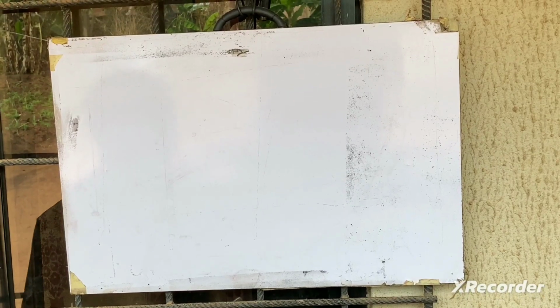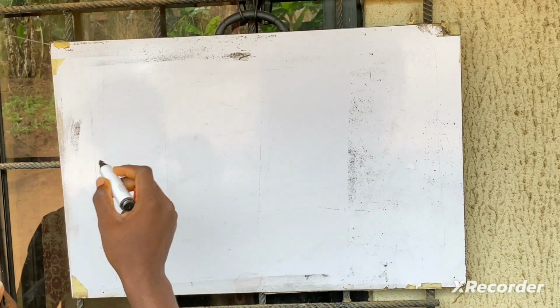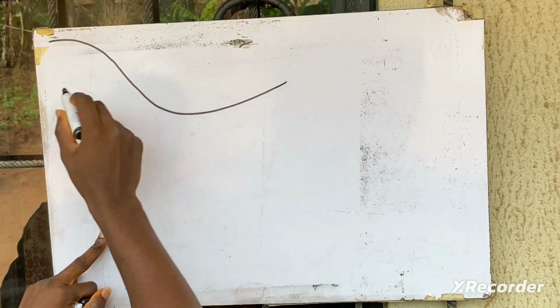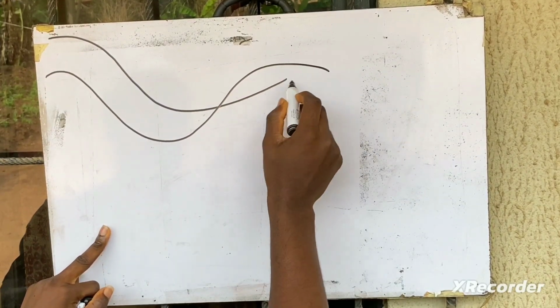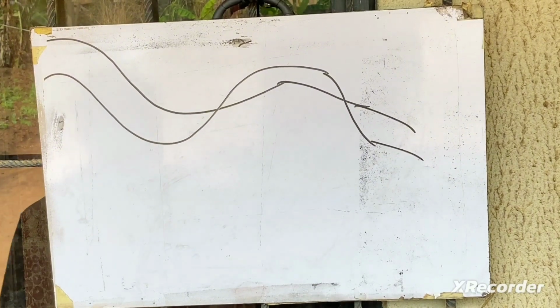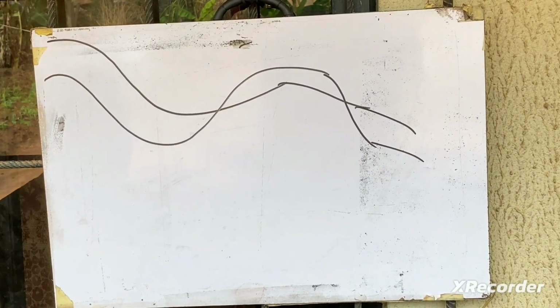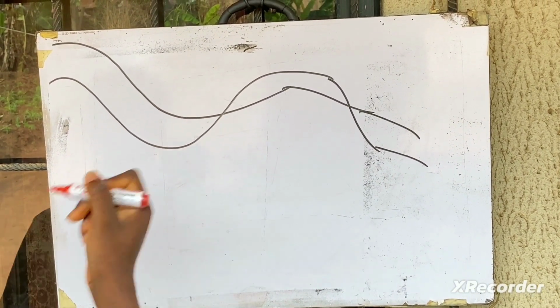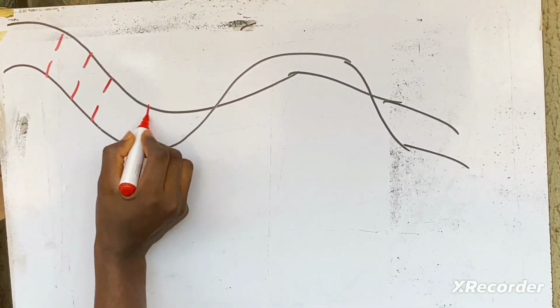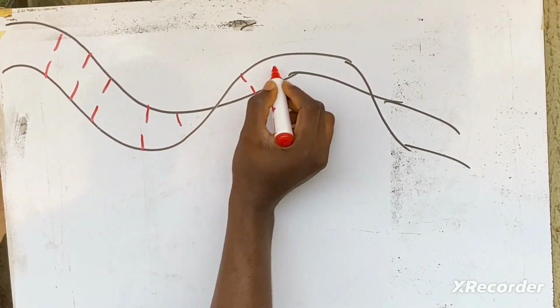So we have our basic structure, which is double-stranded DNA. As you can see, it's double-stranded and it's also in a helical structure. It has bases that code for a particular inheritance or trait.